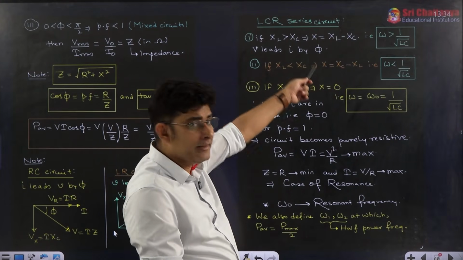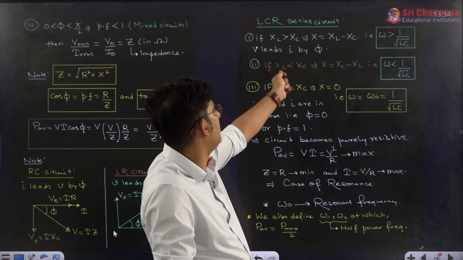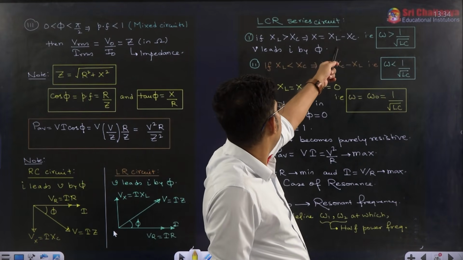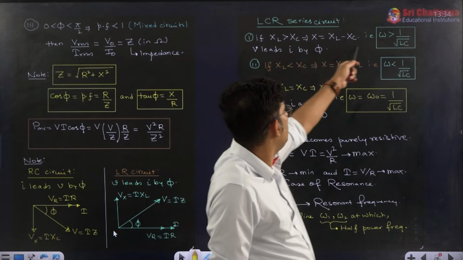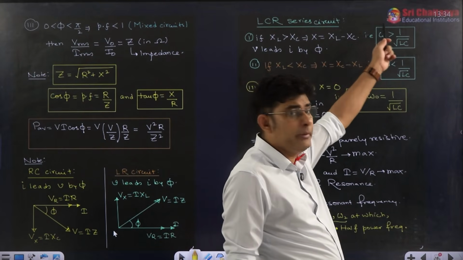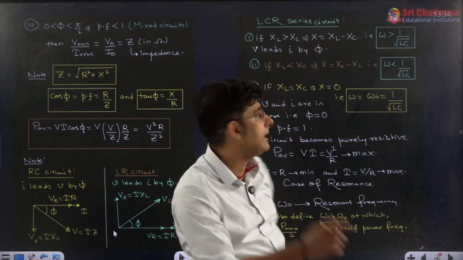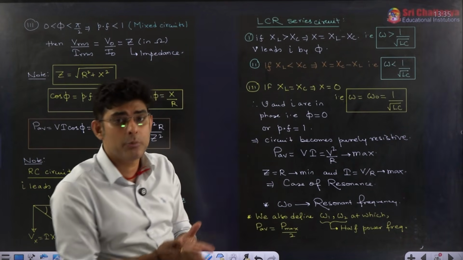Whenever inductance is more, voltage will lead. So here also we will say voltage is leading current by phi. If XL is greater than XC, that means omega L will be greater than 1 by omega C. So we will say omega is greater than 1 by root LC. How will we understand whether the circuit is more inductive or more capacitive?